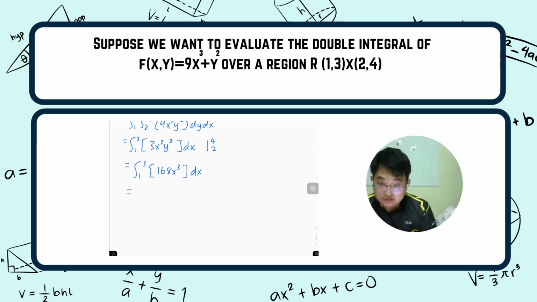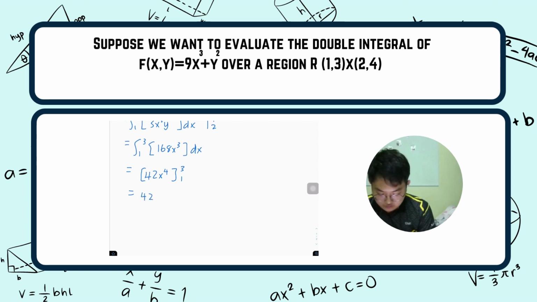After that, we can integrate it and get the answer 42x to the power of 4, with upper limit 3 and lower limit 1, which is 42 times 3 to the power of 4, minus 42 times 1 to the power of 4. And the answer is 3360.